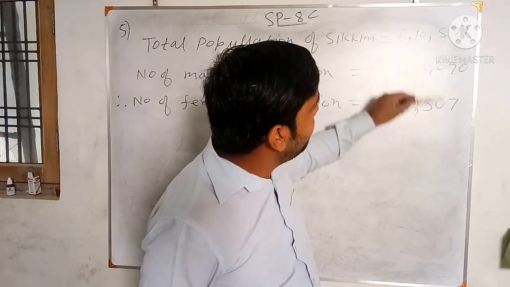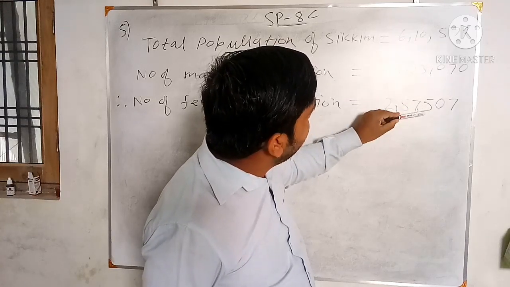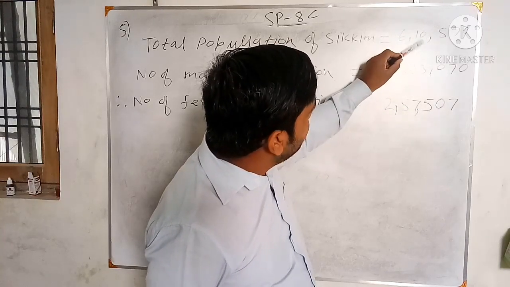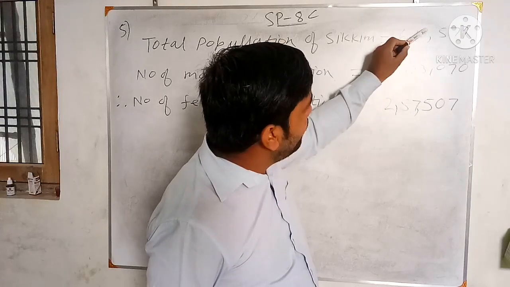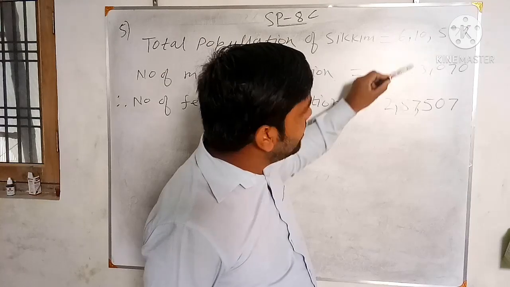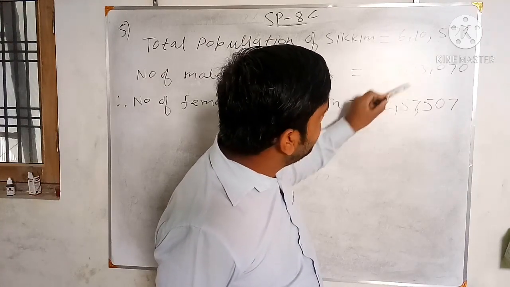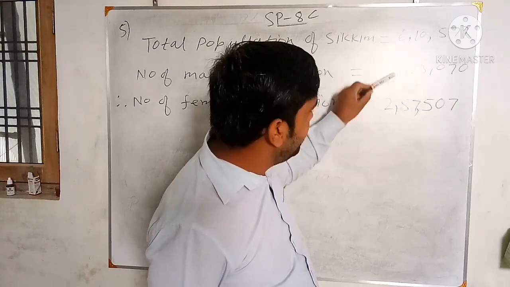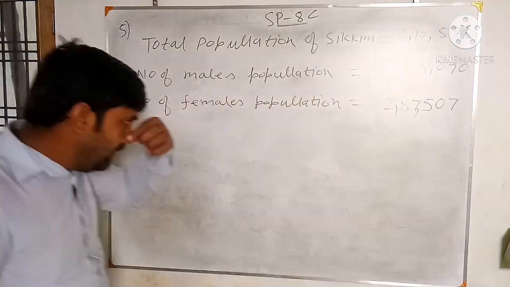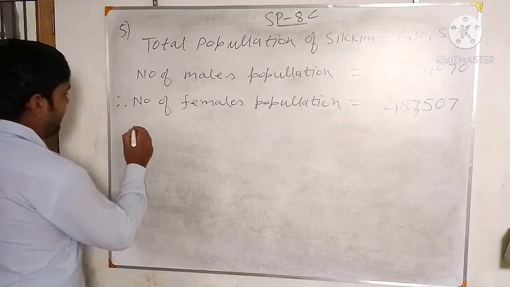7 minus 0 gives you 7. 7 minus 7 gives you 0. 5 minus 0 gives you 5. Now from 0, 3 cannot be subtracted. We take a borrow from 1. So 10 minus 3 gives you 7. Now it becomes 0. From 0 we cannot subtract 2. Again we take a borrow from 6, so it will become 10. 10 minus 2 gives you 8. Now it is 5. 5 minus 3 gives you 2. 2,87,507.